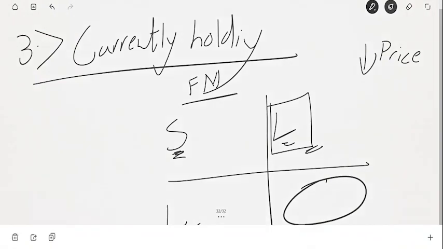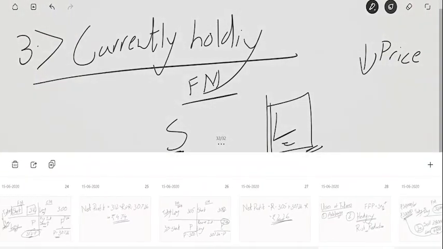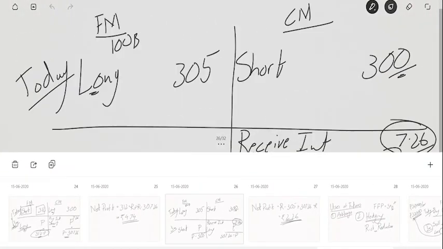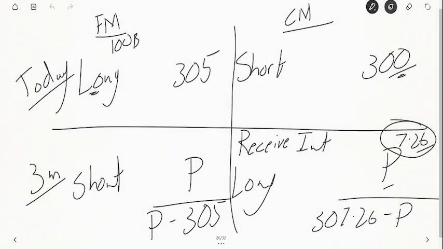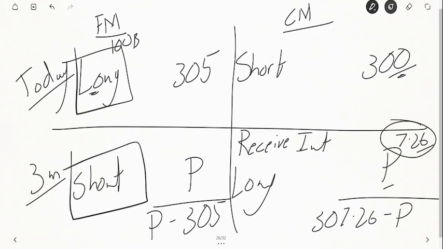Another explanation. So much to learn, guys. It's so beautiful. Check this out. This is the first position. You are long today, and after 3 months you will be short. Understand, guys? I had promised I'd explain this. In the cash market, you are taking the reverse position. You are short today and after 3 months you are long on the same asset. Here the same asset, here it's a futures of that asset.